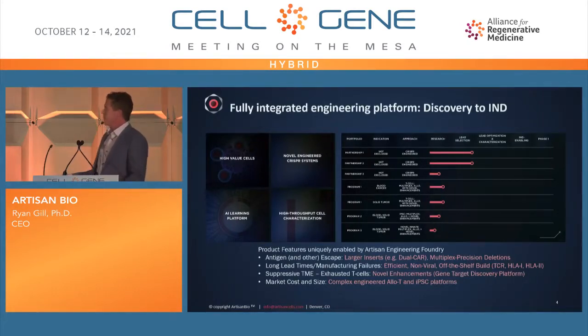In terms of the features we think are enabled by our foundry, we've heard a lot about these. It was a great panel this morning, so we're going after all the same kinds of things that we've heard are the problems. Antigen escape, other types of escape. We're looking at allogeneic modifications, and so on and so forth.